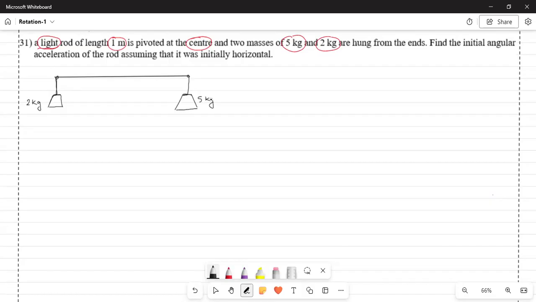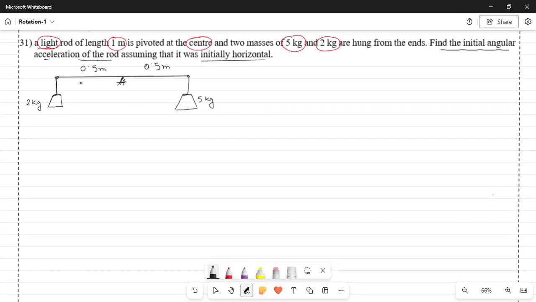The length of the rod is 1 meter. The fulcrum is at the center. So this is 1 meter. So naturally this is 0.5 meter and the other side is also 0.5 meter. So this is the system. Find the initial angular acceleration of the rod, assuming that it was initially horizontal.